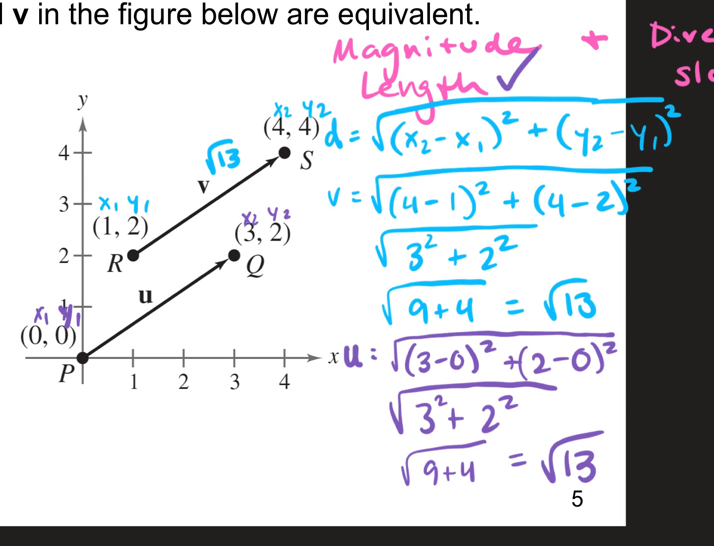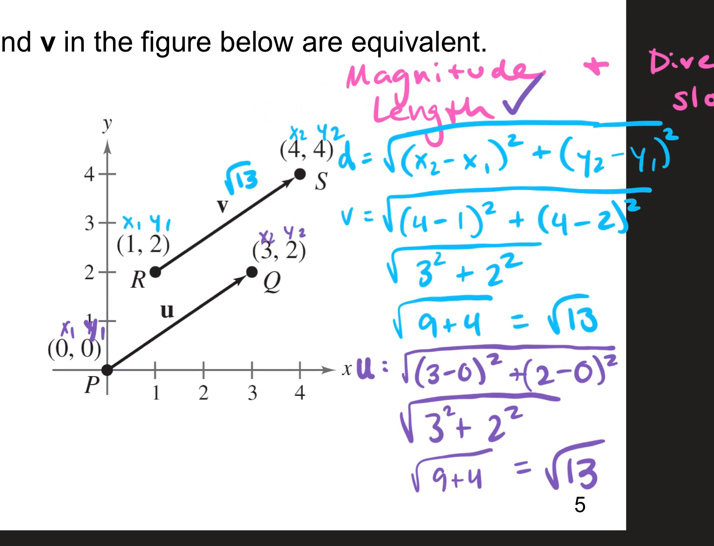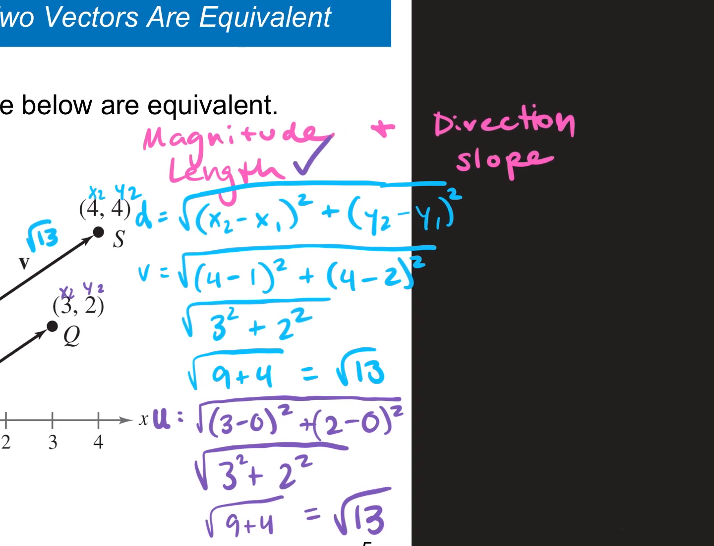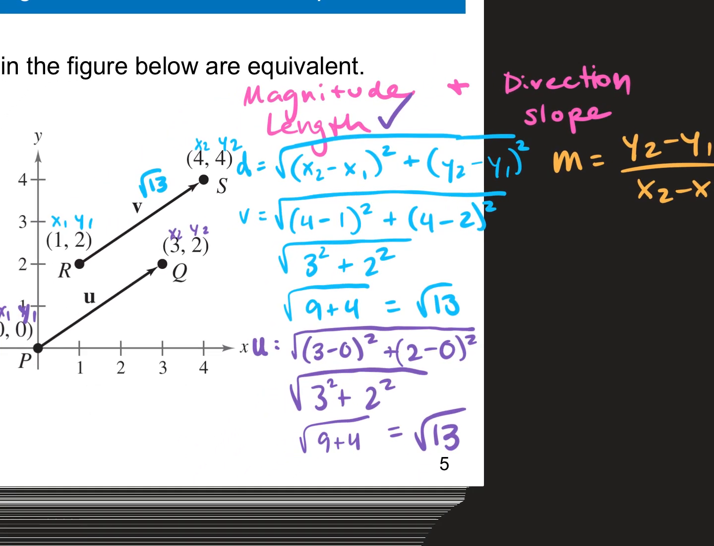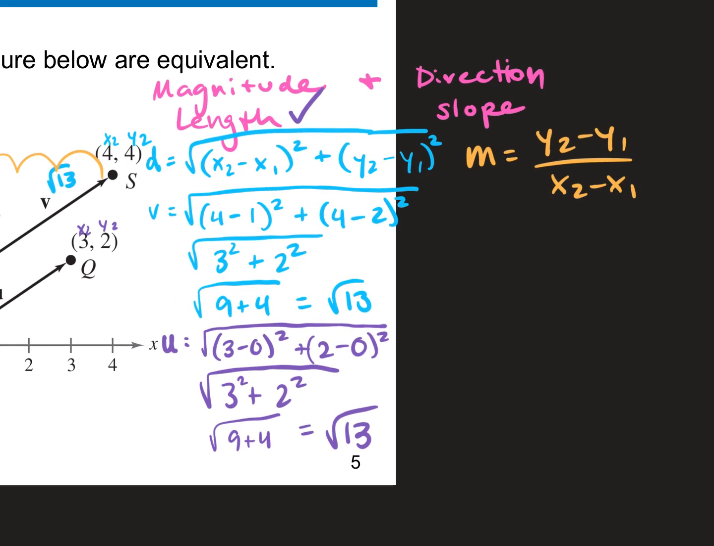Now we have to figure out if they have the same slope, if they're going in the same direction. To find the slope, you can use your slope formula. Do you remember what the slope formula is? Perfect. Look at that. It's like riding a bike. Or how else could I find the slope? Rise over run. We could just count our rise over run. So I'm going up 2 and I'm going to the right 3. So the slope for vector v is 2 over 3.